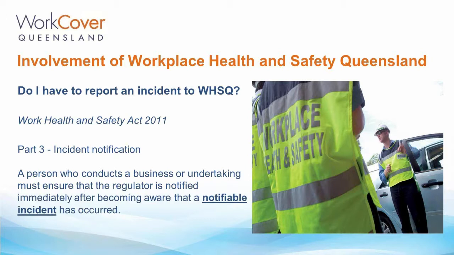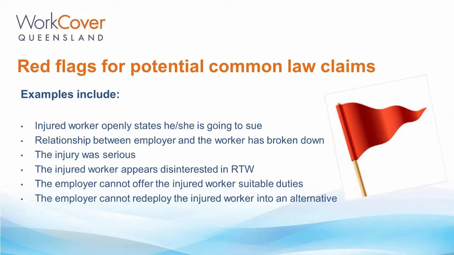Red flags that we know about include where the worker has been seriously injured and his or her functional capacity to work has been seriously compromised. The worker openly states that he or she is going to sue the employer. There is a breakdown in the relationship between the employer and the worker. The worker is disengaged in the return to work process. There is an inability or lack of desire by the employer to redeploy the worker into an alternative role.